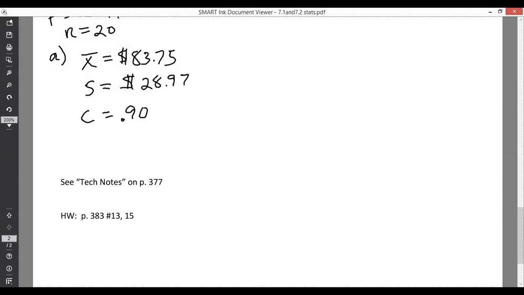So now what I need to do is find the t-value corresponding to this. Before I pop the t-table up, we know that n is 20. So I know my degrees of freedom, n minus 1, that's going to be 20 minus 1, and that's going to be 19. Any questions on that?